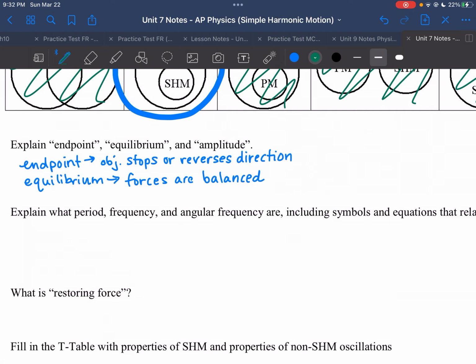And then the last thing that we have is the word amplitude. Amplitude is maybe different than these two because it's not in a specific position. This is a location. When I'm dealing with amplitude, that's going to be an actual measurement. And it is the distance from your equilibrium to an endpoint.